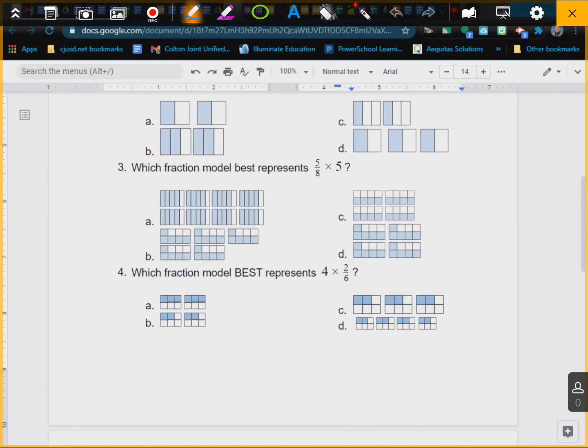Okay, remember the whole number represents how many of the models you're going to see. The fraction represents, right, the numerator represents how many are shaded. The denominator represents the total in each of those boxes. Okay, go ahead and pause.